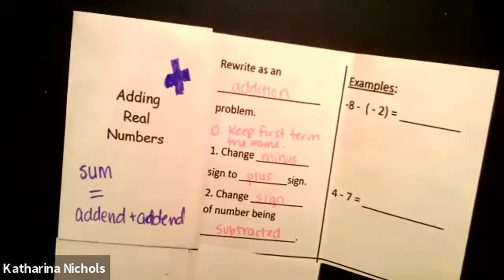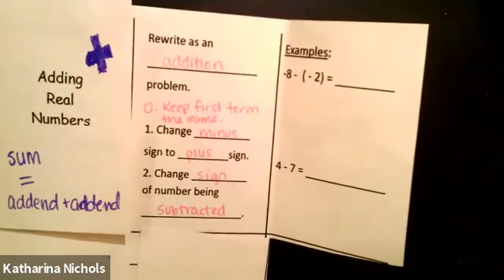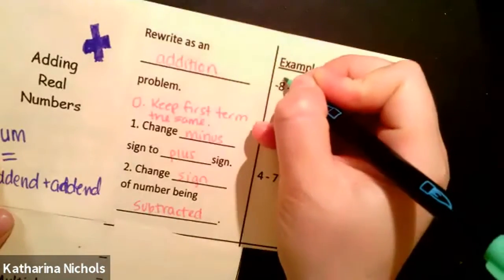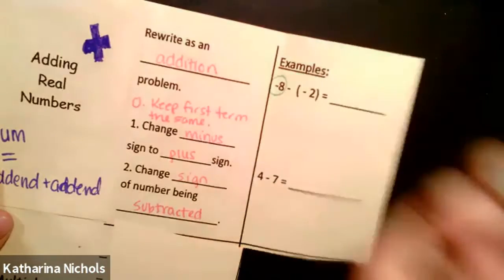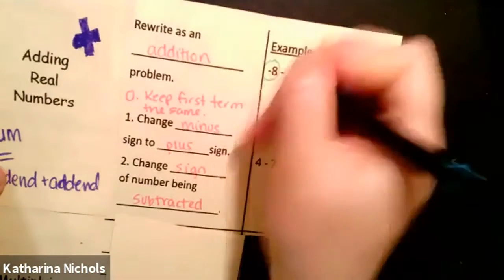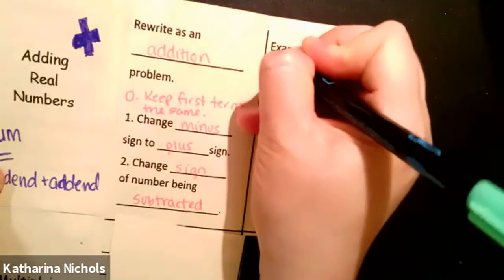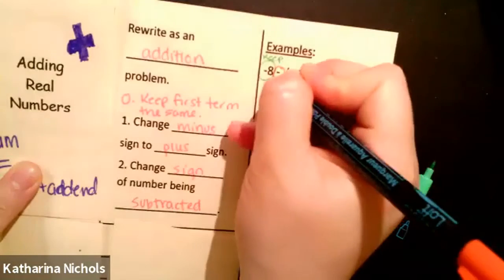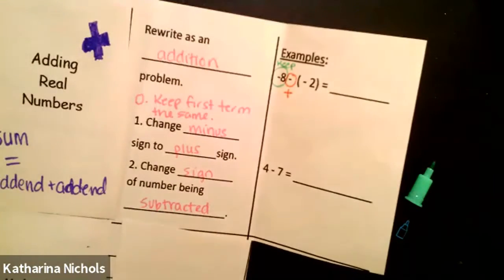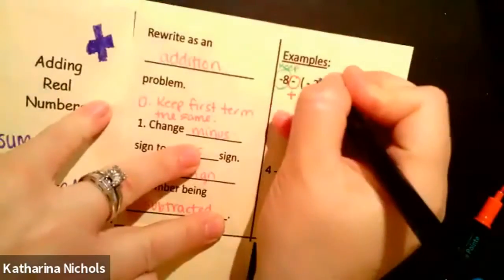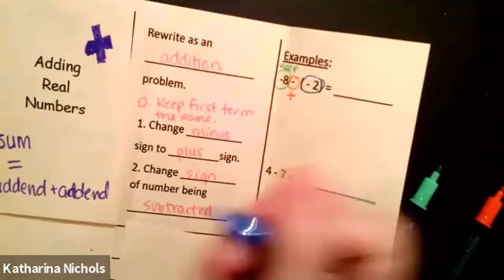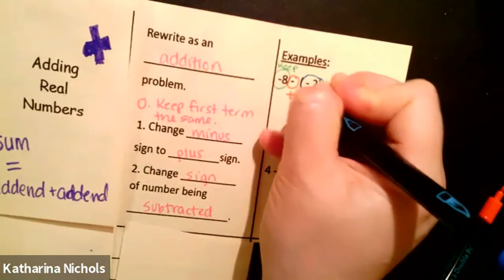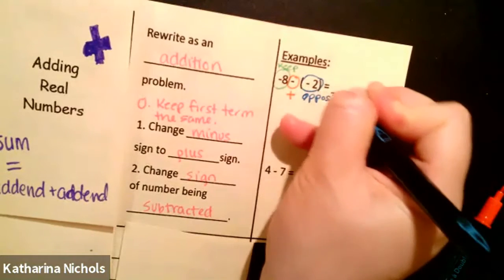All right, so let's go through some examples. Is negative 8 minus negative 2? So negative 8, I'm going to keep that one the same. Minus, I'm going to change to a plus, and then negative 2, I'm going to take the opposite of that, or in other words, change the sign of the number being subtracted. So I'm going to write opposite so I remember.